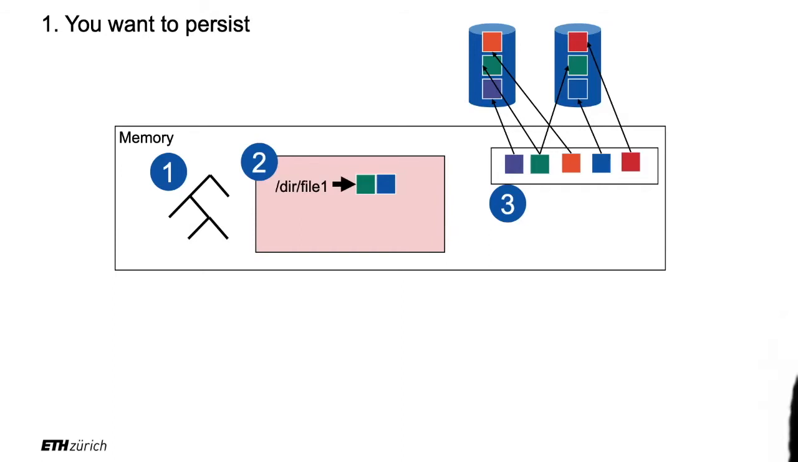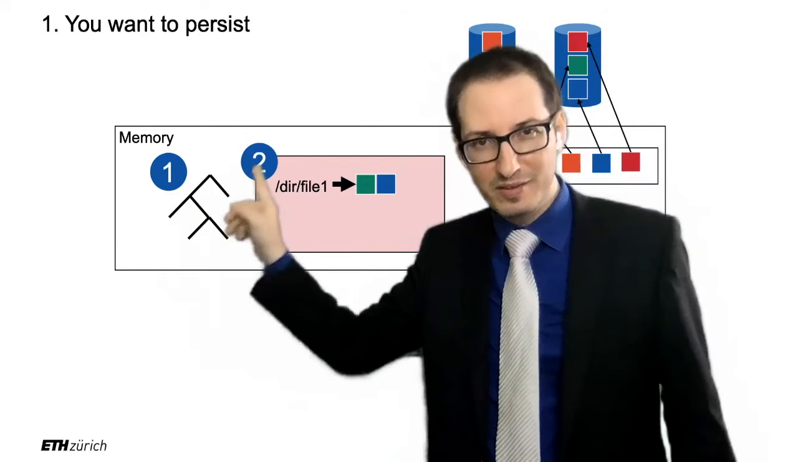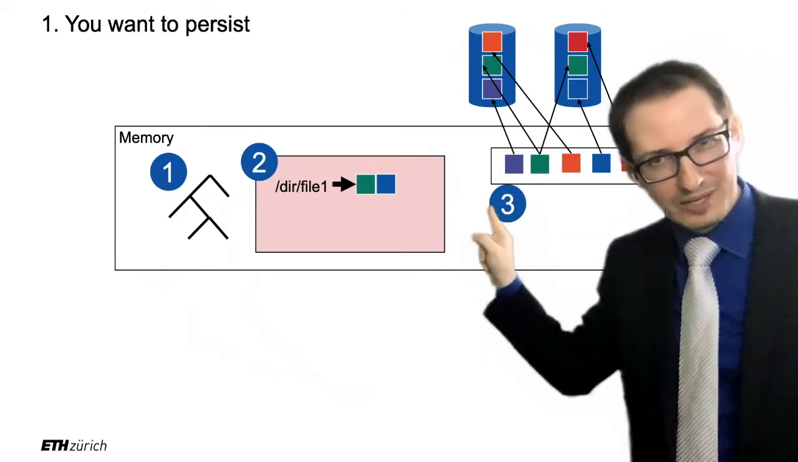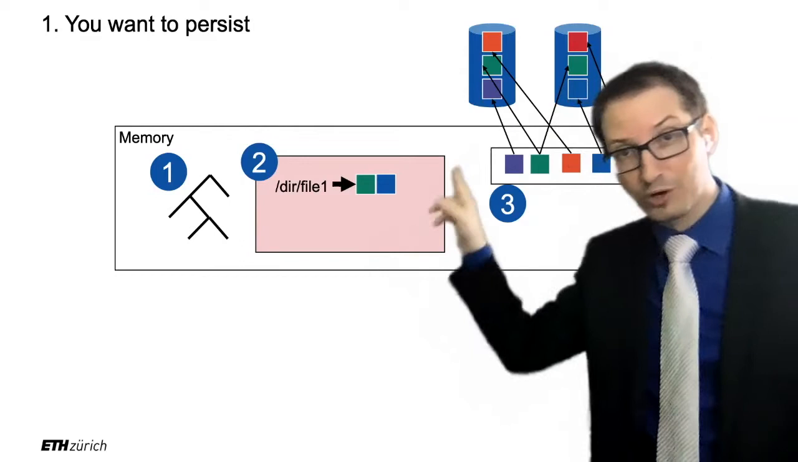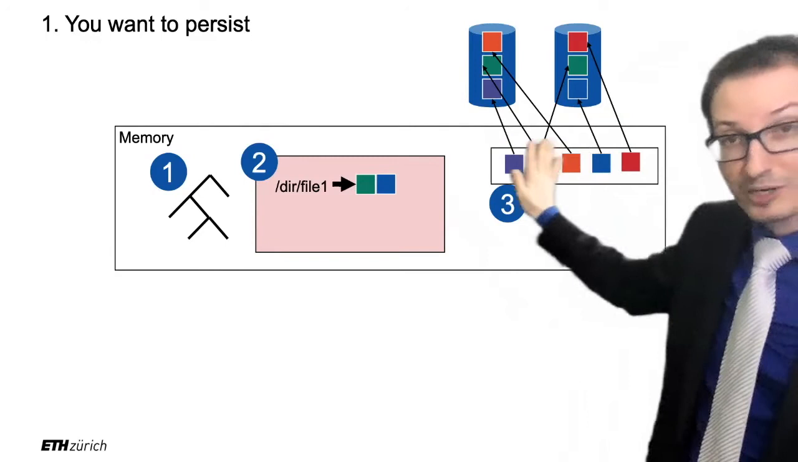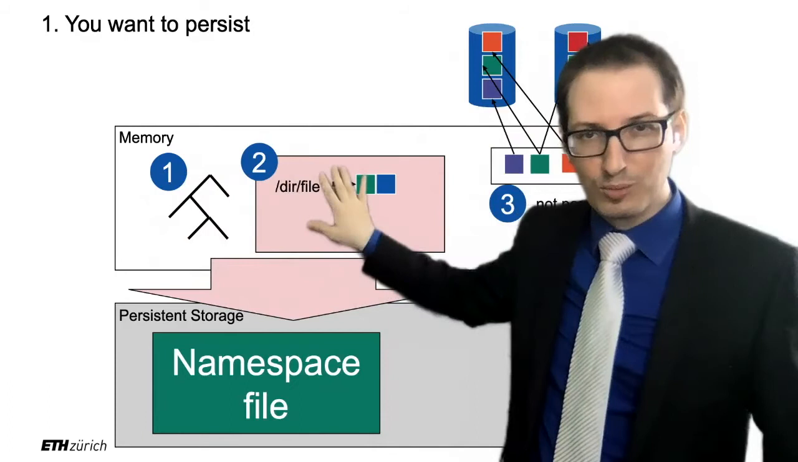So what we want to persist is this. And this, but then you might ask yourself, do we really need to persist this? Because this is just telling you which block identifiers are on which data nodes. But if you think about it, this is something you can recover. All you need to do is wait for the block reports of the data nodes, because they are still here, the data nodes. So this is something you can reconstruct, right? So this is why only these two, the namespace and the mapping from files to blocks, is persisted somewhere.